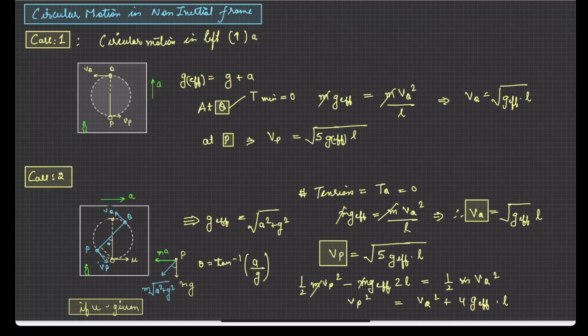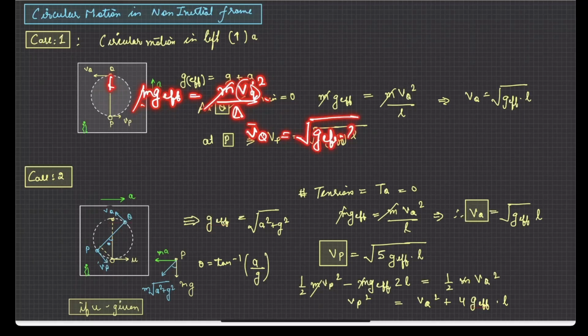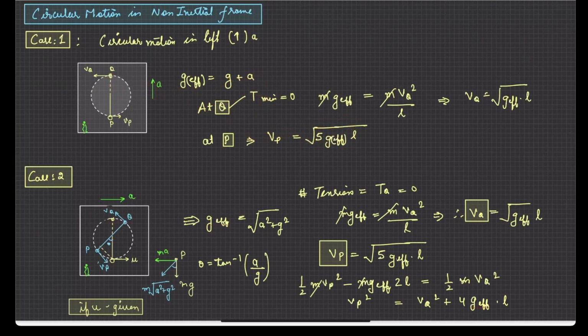So I'll put here इस पे जो लग रहा होगा it will be nothing but m g effective, which is g plus a is equal to m v q square by l. ठीक है, m से m कैंसिल. सो यहाँ पे जो मेरा v q आ रहा है that is nothing but my g effective into l. ठीक है, सो वही जो हमने पहले वाला केस देखा था उसमें कितना आता था g into l, that is my velocity at this point Q. और इस केस में कितना आ रहा है, g की जगह मेरा आ गया g effective.